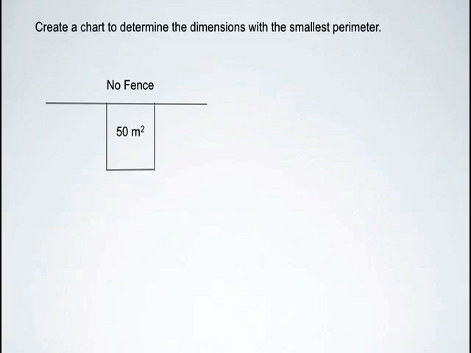Here's an illustration of one where it's more like a square, and here's another one that's more rectangular, but both would be giving an area of 50 meters squared. We're going to consider a whole bunch of cases here and take a look at which of the cases will give the dimensions with the smallest perimeter.